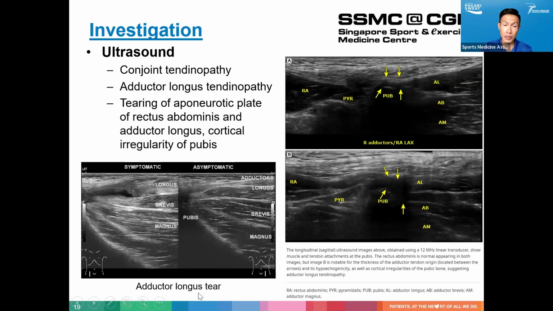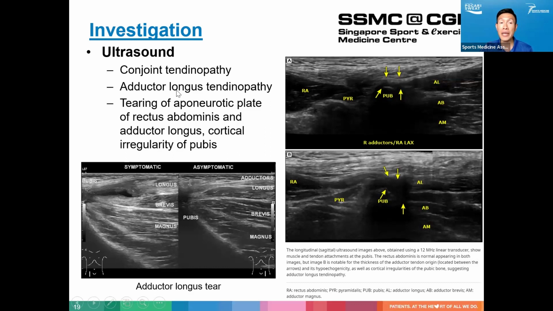First and foremost, over here when we scan the adductor longus, you can see an intact adductor longus inserting into the pubic bone. But here you can see that there's actually this big gap, an anechoic focus, where the adductor longus may be retracted distally. So this is an adductor longus tear. To be certain, this is not a sportsman hernia.